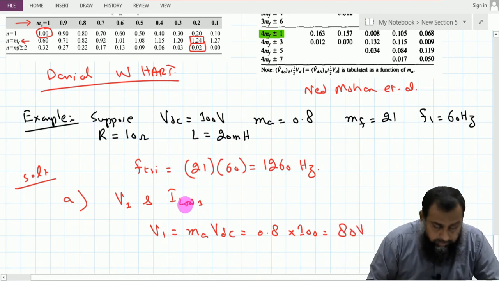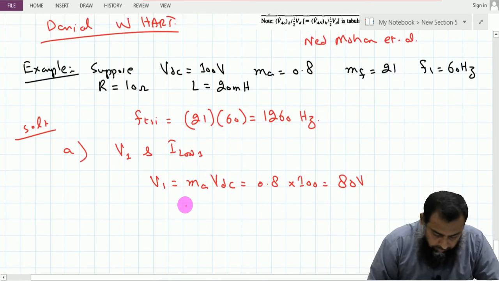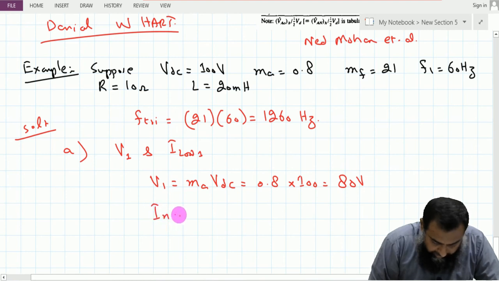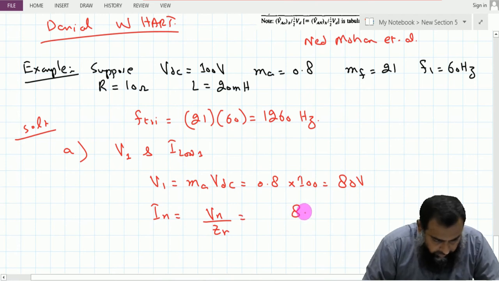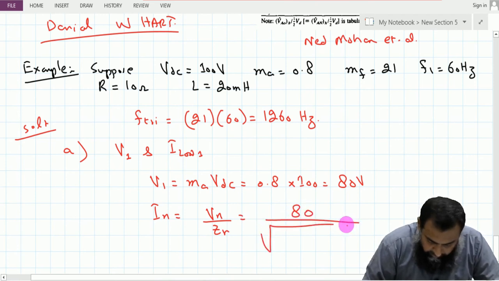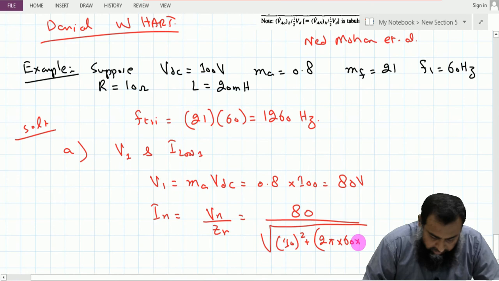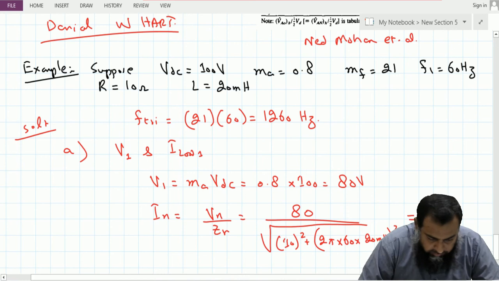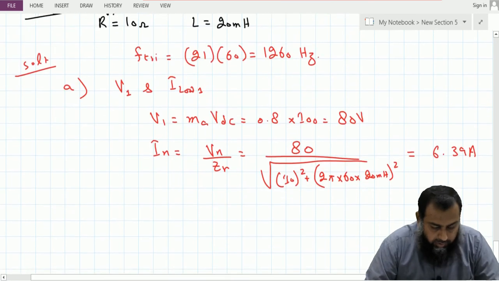The I load requires us to calculate the impedance of the load. For that, we will see I1 is equal to V1 over Z1, and that is equal to 80 divided by the square root of R squared plus (2 pi F times the inductance of 20 millihenry) squared, and that gives me 6.39 ampere.